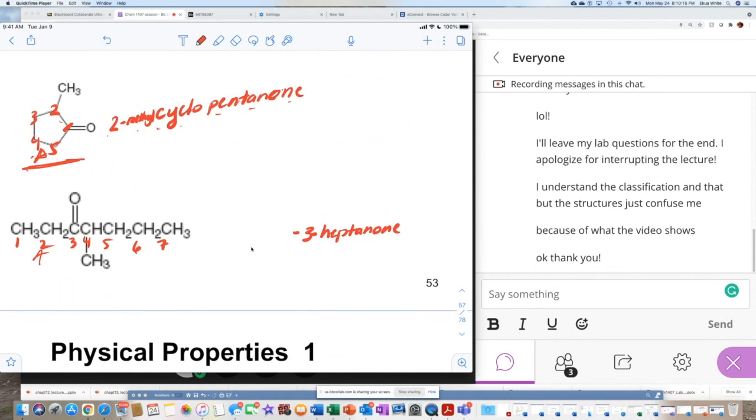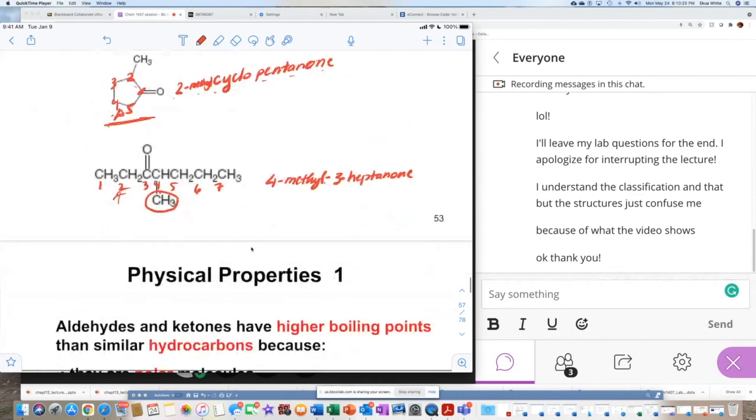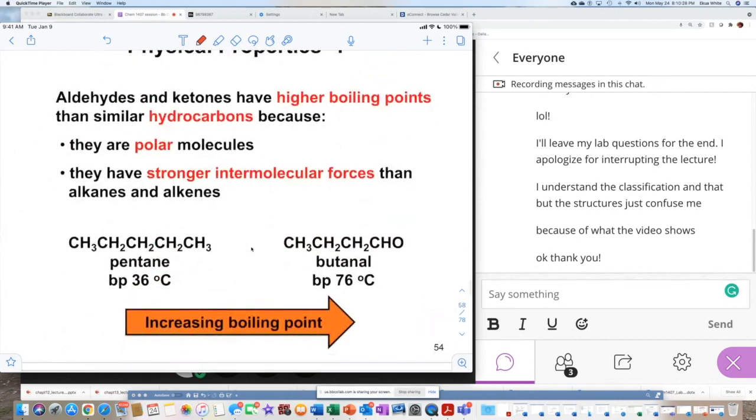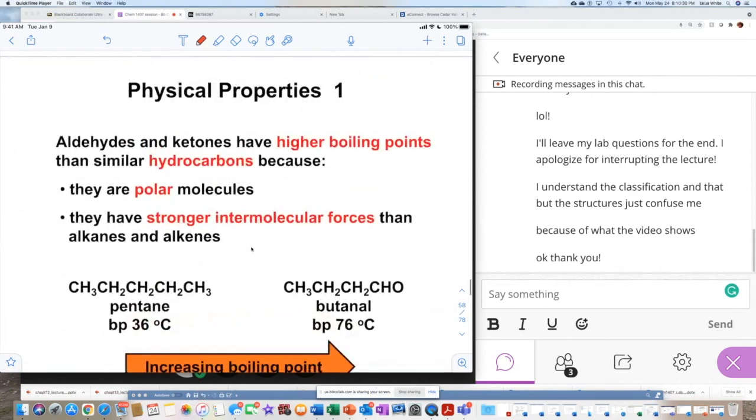3-heptanone. Okay? And then we have a side group on carbon 4. So 4-methyl-3-heptanone, right? So hopefully the nomenclature is going real fast here. Okay. Now we're told aldehydes and ketones will have a higher boiling point compared to the hydrocarbons, right?